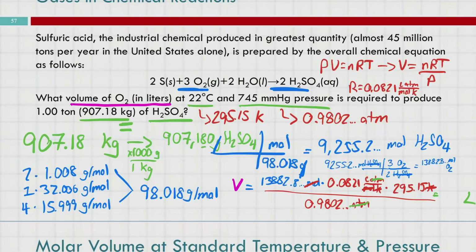And that number is 343,180 liters. And we'd probably round it to 3 sig figs. And just for fun, we'll make it kiloliters, even though I don't think anyone uses kiloliters. So 343 kiloliters.